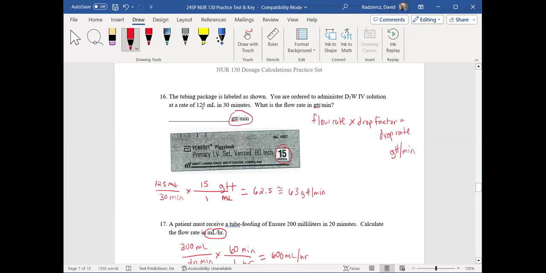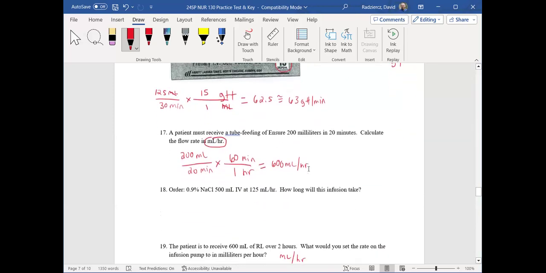That way you got a nice even number instead of the 125. So 120 would have given you an answer of 60 drops per minute, and then we would have been done and over with it. But I at least wanted to show you what this would look like as rounding.